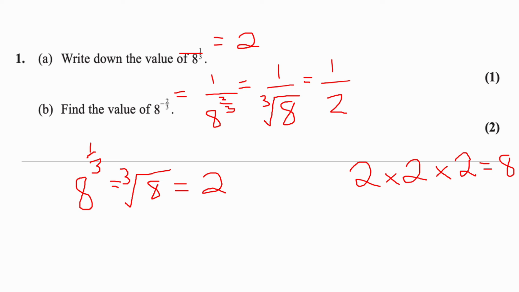That gives us 8 to the power of minus a third, but we want 8 to the power of minus 2/3, so we raise it to the power of the numerator. In this case, it's 2. 1 over 2 squared is 1 over 2 times 2, which we should know is 1/4.